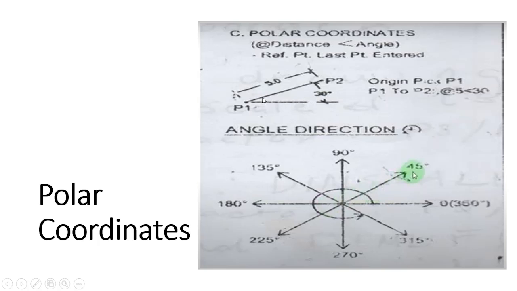So this means that we have a line from point 1 to point 2 elevated by 30 degrees with a length of 5. To input it in our AutoCAD, our origin will be point 1, going to point 2. So we have @5, then the less-than sign, which is the angle itself, and we have 30.